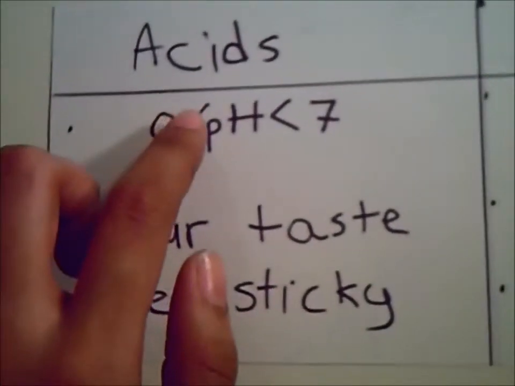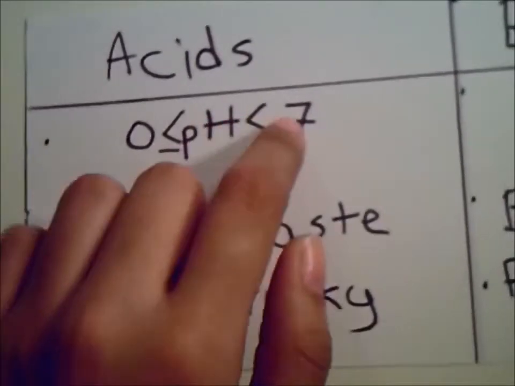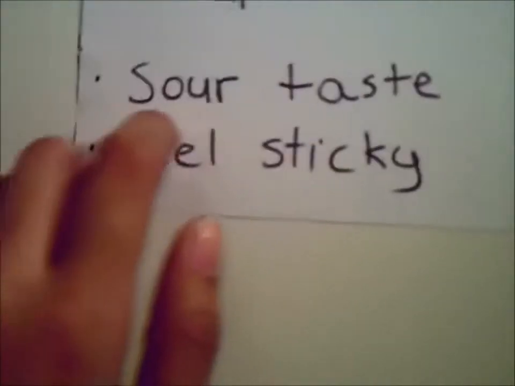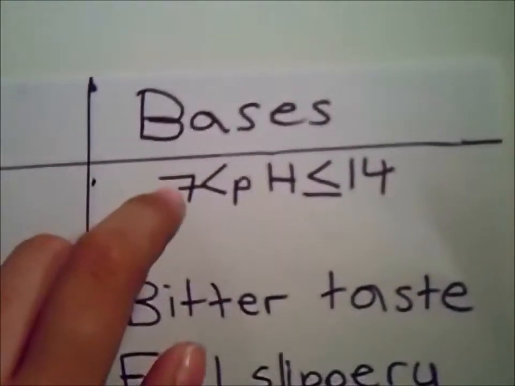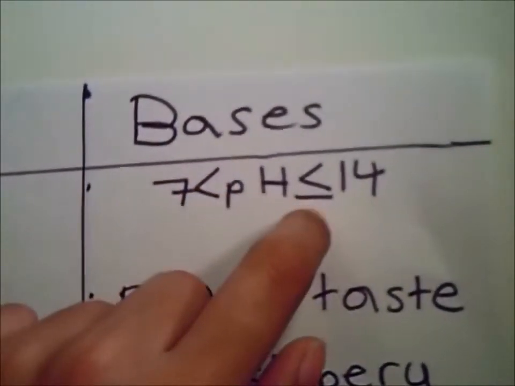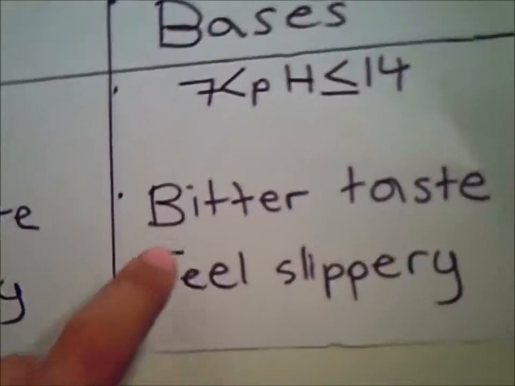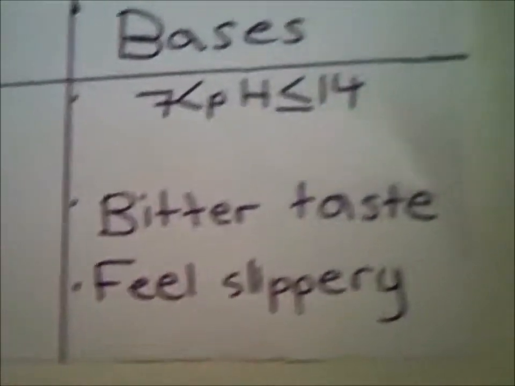Acids have a pH greater than or equal to 0 and less than 7. They often taste sour and feel sticky. Bases have a pH greater than 7 and less than or equal to 14. They often taste bitter and feel slippery.